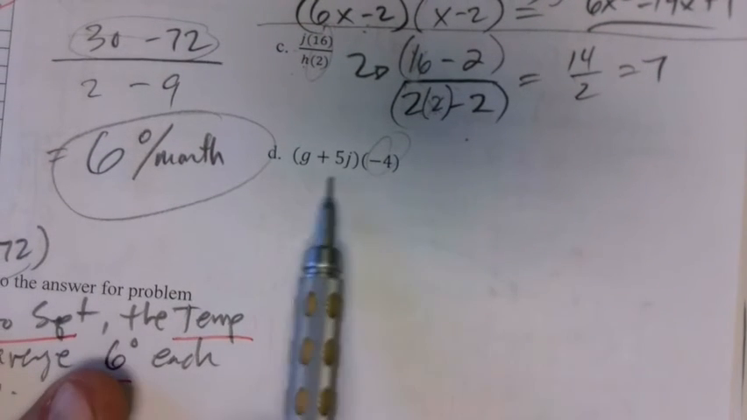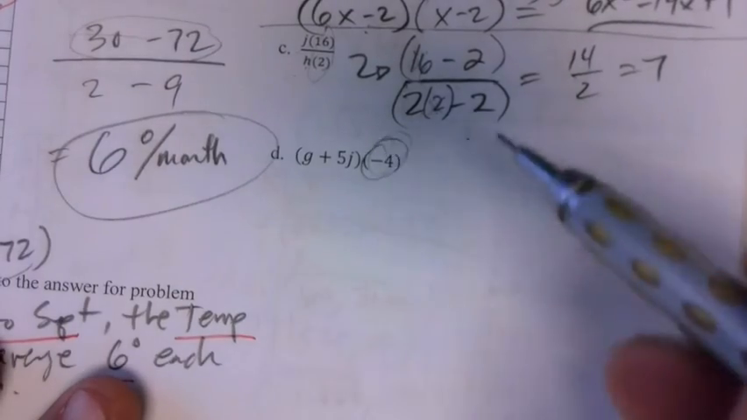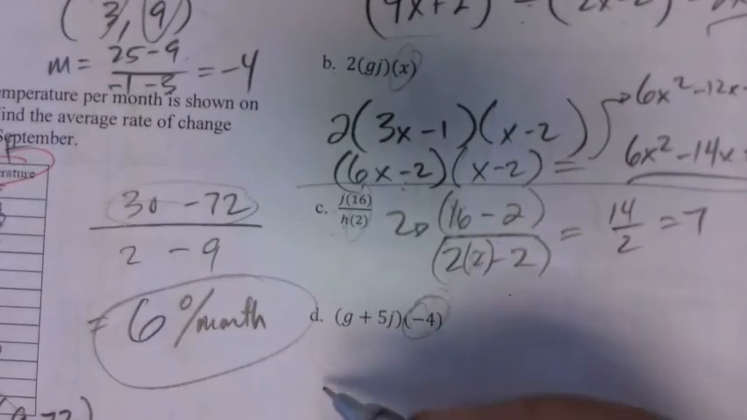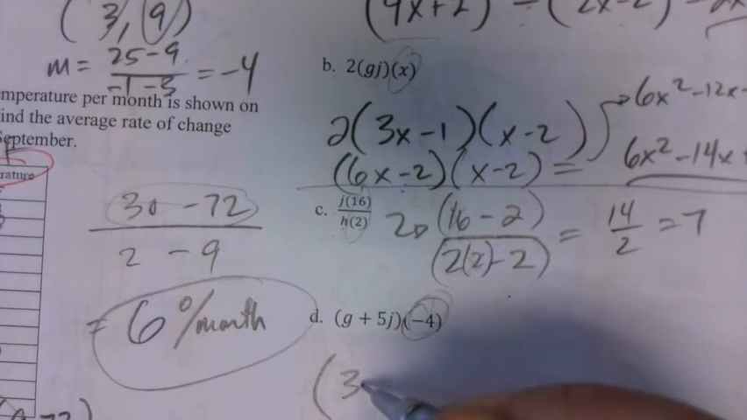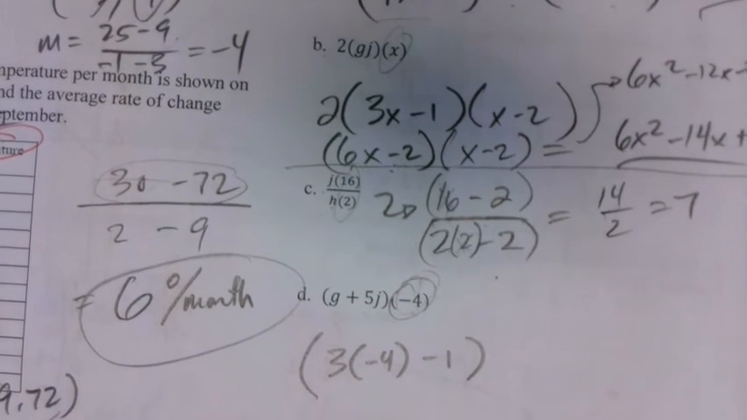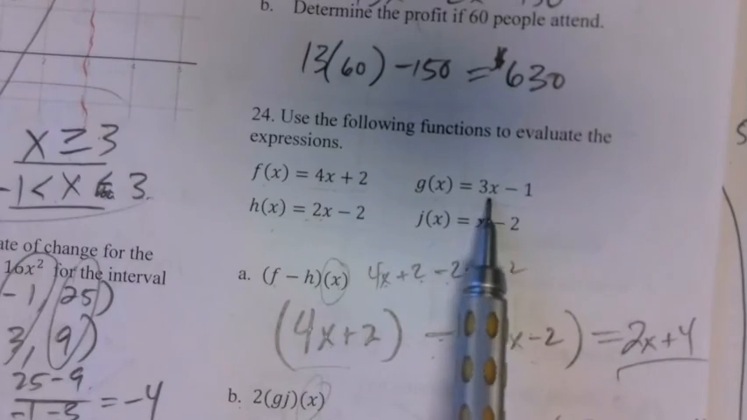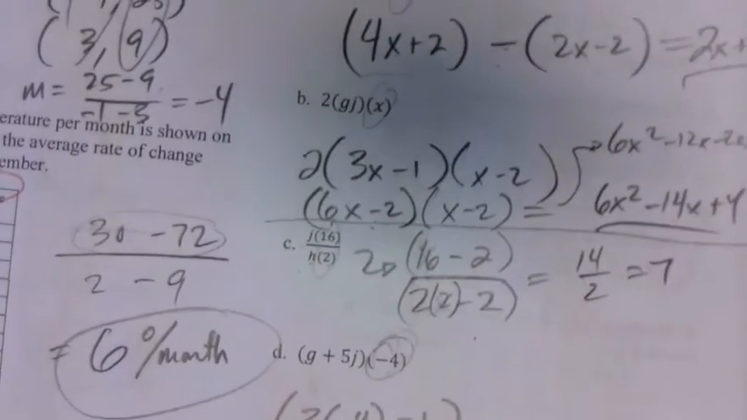Okay. So this is saying g plus 5j, but put in a negative 4. That's an input. So I look at g. G is right here, 3x minus 1. So 3, but not times x, by negative 4 minus 1. There is g of negative 4. I took g up here and I put a negative 4 in for x. Wrote it down.